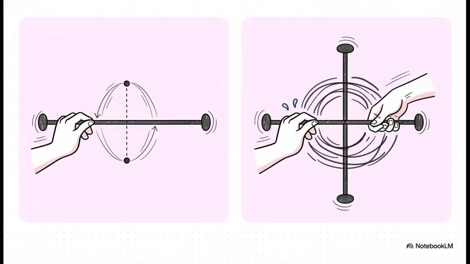But on the right, when you try to spin it like a baton, whoa, all that mass on the ends is far from the center, and it really fights you. It's much harder to spin because its rotational inertia is way higher. Same rod, same mass, completely different result.